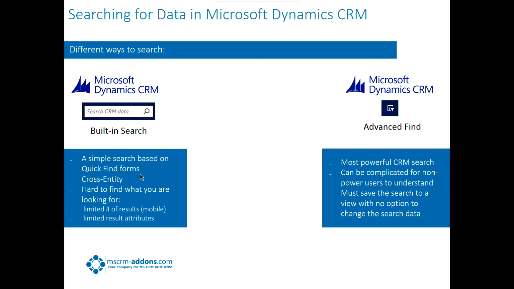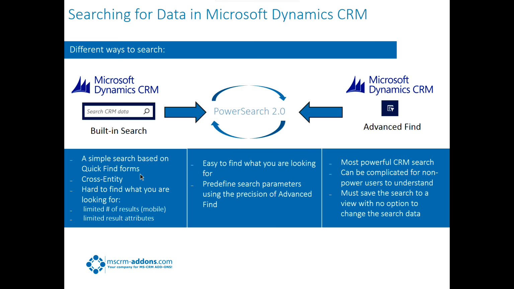So what we have here that meets in the middle of these two is PowerSearch 2.0. Basically, it makes it really easy to find what you're looking for, and it uses predefined search parameters with the precision of advanced find. So PowerSearch 2.0 combines the simplicity of the CRM search with the features of the advanced find.